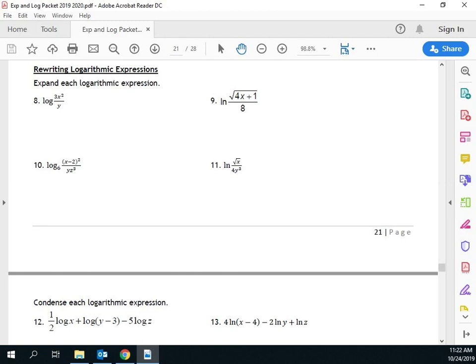All right, let's look at a little bit more in-depth example here. So look at number 8. Log of 3 to the x squared divided by y. If you look at the argument, guys, you've got to break it down into every single item: 3 times x squared divided by y. So remember when I say that, 3 times x squared divided by y. As a matter of fact, I want to write it out here.